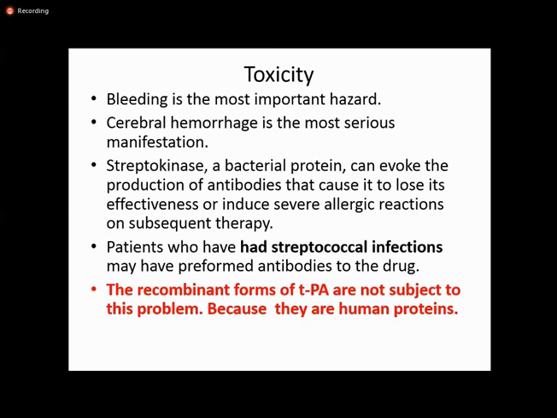Streptokinase, a bacterial protein, can evoke the production of antibodies that cause it to lose its effectiveness or induce severe allergic reactions on subsequent therapy. And patients who have had streptococcal infections may have preformed antibodies to the drug. So in that patient, if we administer streptokinase, it would be useless because antibodies are present that will break down the drug molecule. The recombinant forms of tissue plasminogen activator are not subject to this problem because they are human proteins.